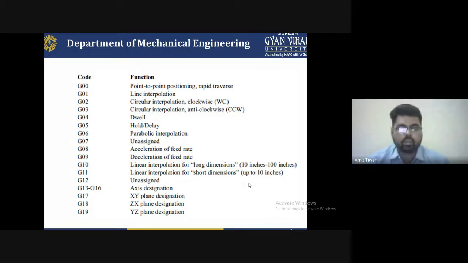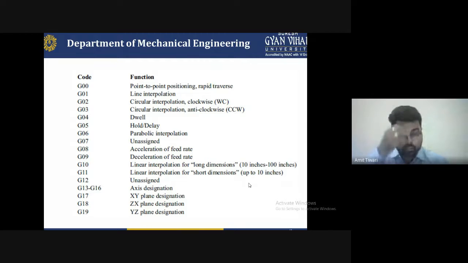G10 is linear interpolation for long dimensions, from 10 inches to 100 inches. G11 means linear interpolation for short dimensions, up to 10 inches. G12 means unassigned.